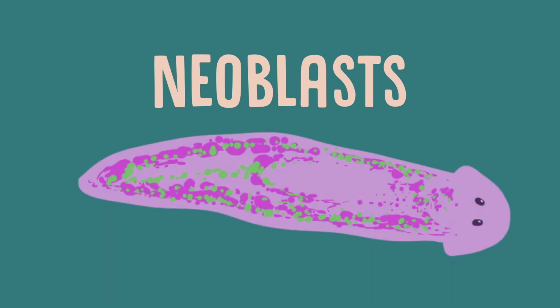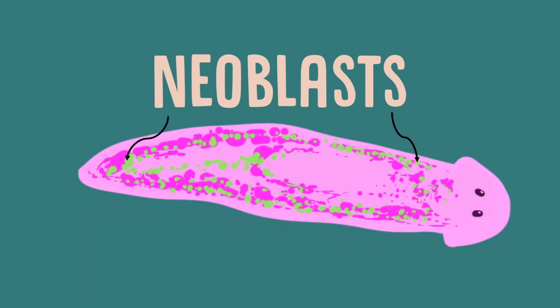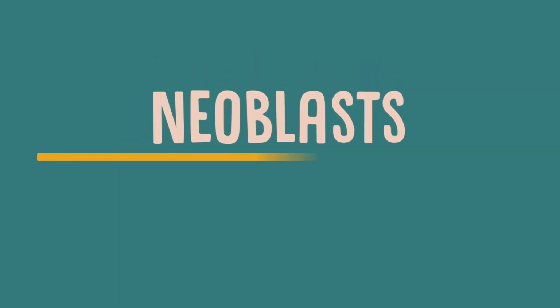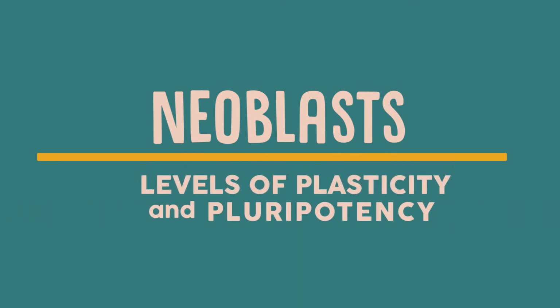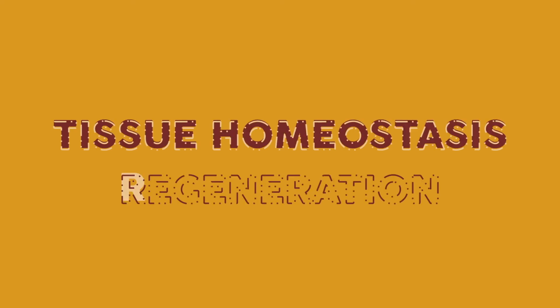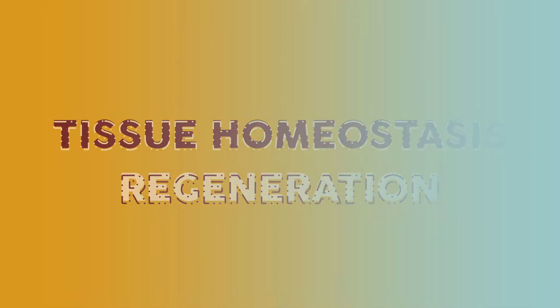One example of stem cells are neoblasts. Neoblasts are planarian adult somatic stem cells that exhibit levels of plasticity and pluripotency comparable to embryonic and induced pluripotent stem cells. It includes pluripotent stem cells that sustain tissue homeostasis and regeneration of lost body parts in planarians. But before delving into planarian regeneration, let's first talk about regeneration as a whole. So, what is regeneration?